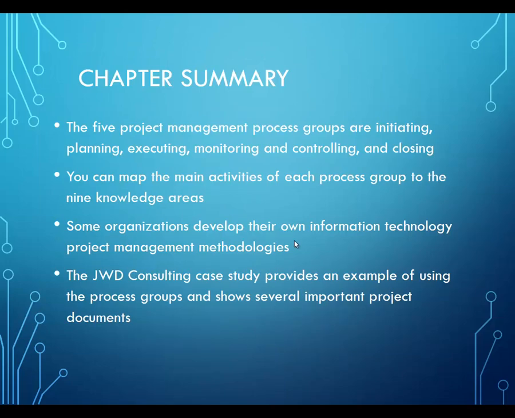In general, we know that we have 5 project management process groups: the initiation, the planning, the execution, the monitoring and controlling, and closing. We can map the activities to the different knowledge areas, and we will talk about each area separately.